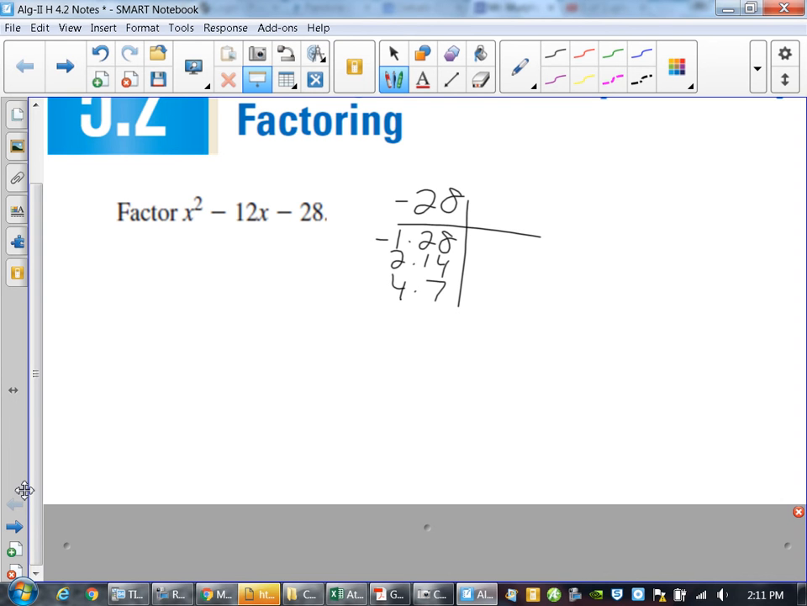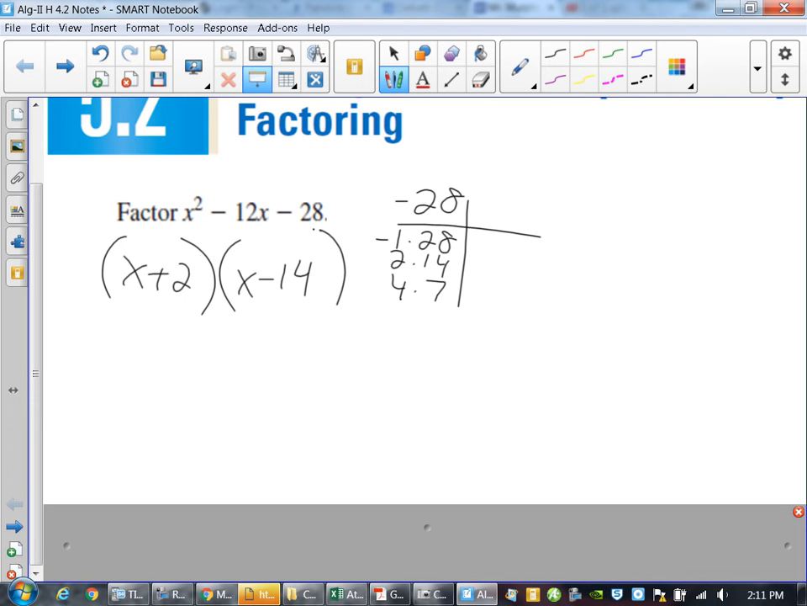Yes, ma'am? Would that be like FOIL? I'm unfoiling. I'm looking to figure out what the two terms are that I multiply together. Yeah, it's the x plus 2 and the x minus 14.